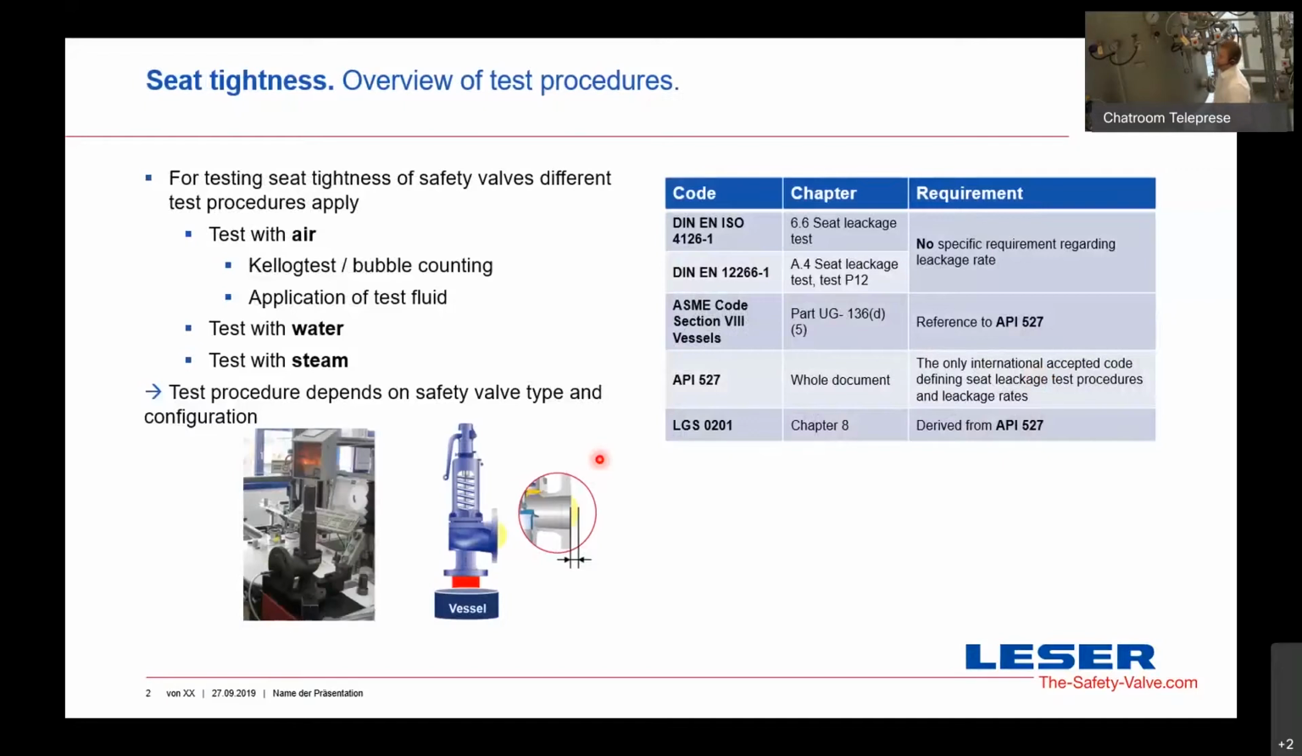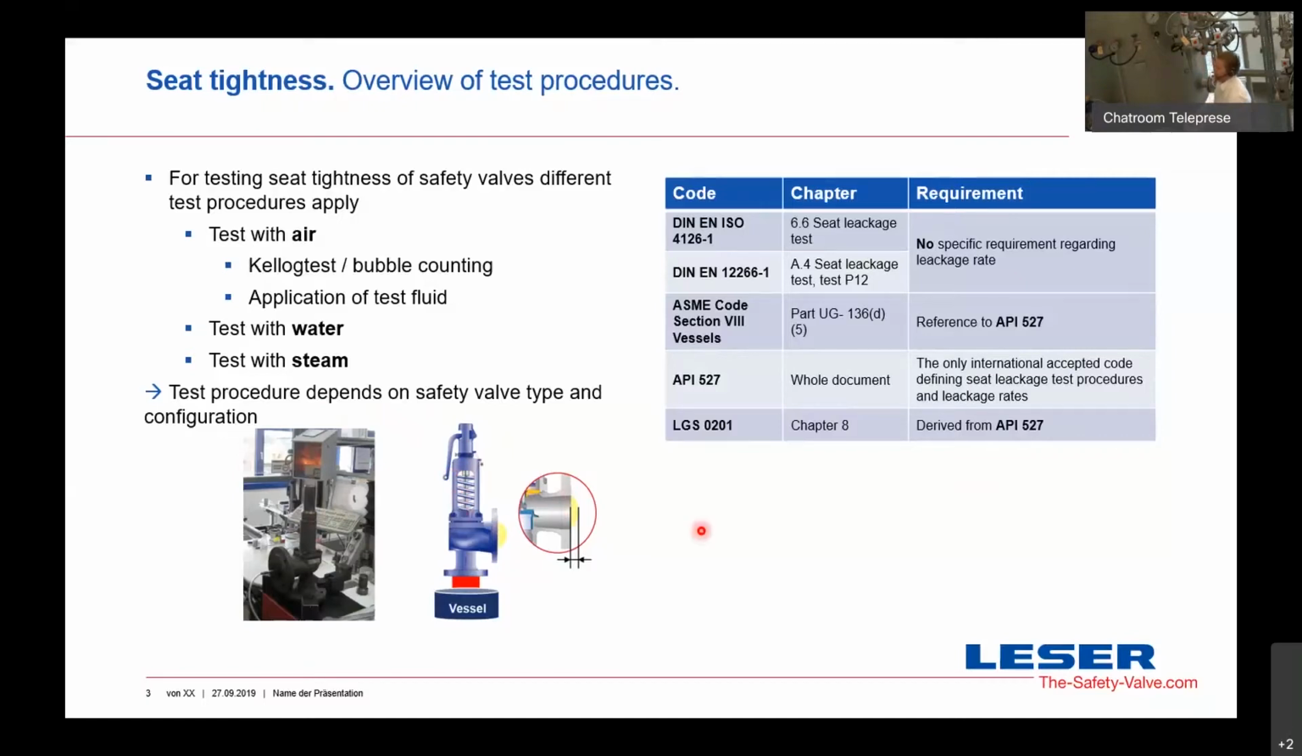On the next slide, you see the different methods on the left side. For example, we can do the bubble counting method. We can do the application of a test fluid. We can test it with water, or we can test it with steam. It depends, as I mentioned before, on the different design or type. On the left picture, there is a gas-tight safety valve with a closed bonnet, and on the right side, a non-gas-tight safety valve with an open bonnet.